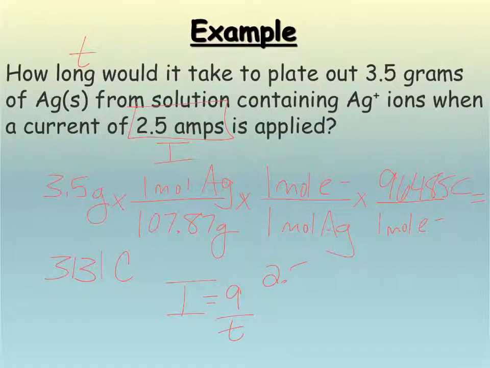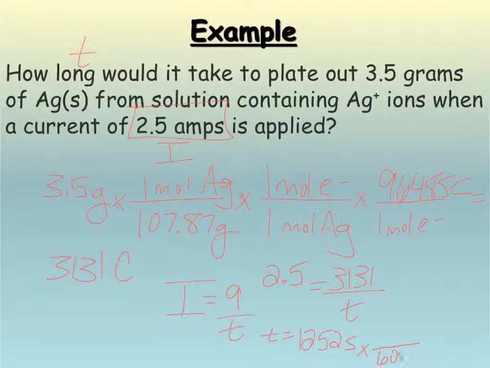Now I'm going to plug this into my I equals Q over t equation. So I've got 2.5 is equal to my charge over my time. Cross multiply and divide, and my time ends up being 1,252 seconds. I don't know about you, but I have no idea what that actually means, so I'm going to convert it. There we go, and 1 minute is 60 seconds. I divide, and I got 20.9 minutes, which is definitely something I can understand.